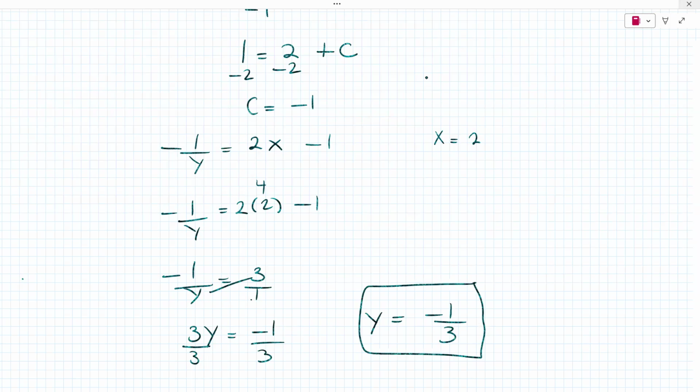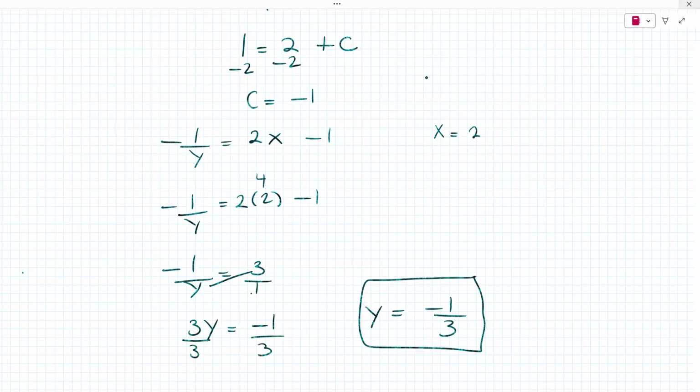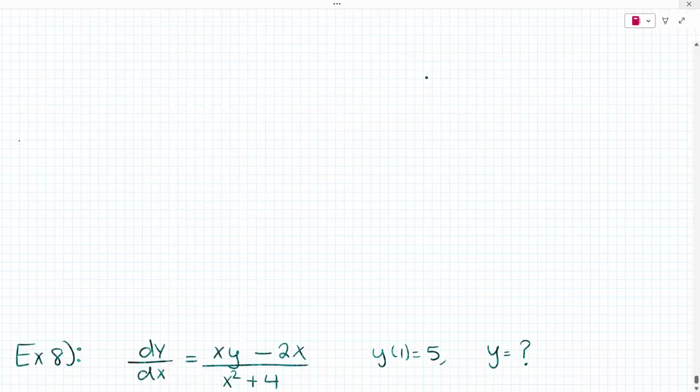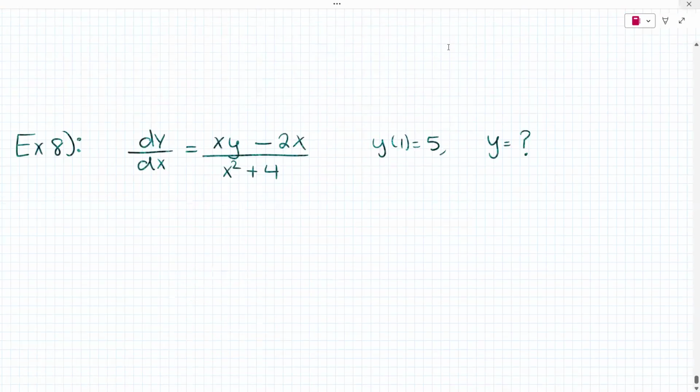Okay, let's do a last example. Example 8. Okay, example 8 says we have dy over dx equals (xy minus 2x) over (x squared plus 4). And then they give us an initial condition of y(1) equals 5, solve for y. So this is your initial condition, (1, 5).